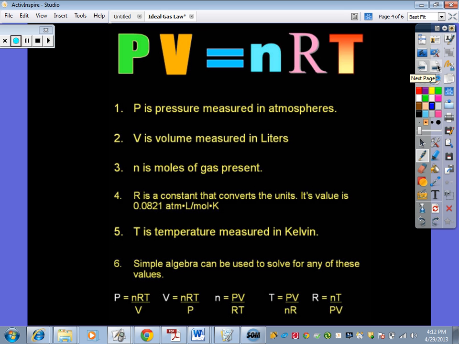So let's break the ideal gas law down a little bit. P is pressure measured in atmospheres, V is volume measured in liters, n is moles of gas present, R is a constant that converts the units. Its value is 0.0821 atmospheres times liters divided by moles times kelvins. T is temperature measured in kelvins. Just to review, it is important that the pressure, volume, number of moles, and temperature are in the specific units because we need those units to cancel with the units in R. And simple algebra can be used to solve for any of these values. You can see that the equation has been solved for all 5 variables.